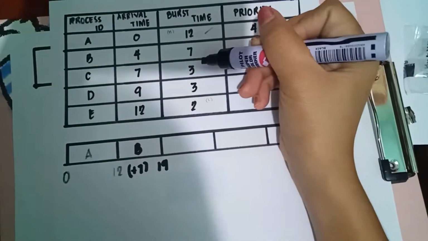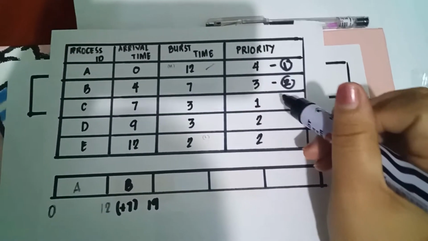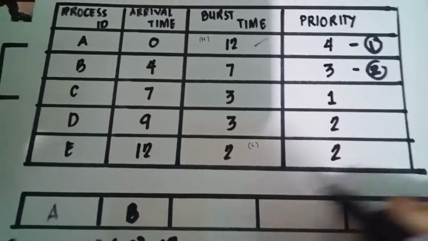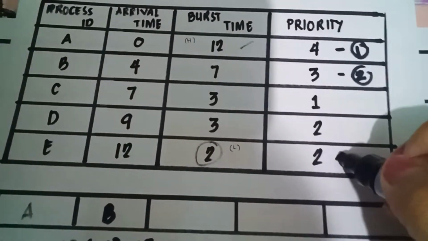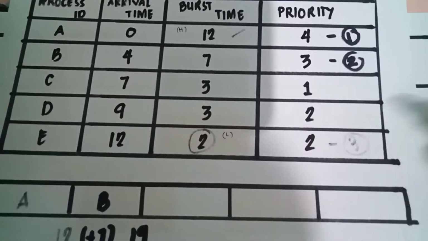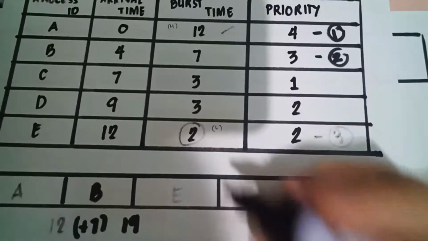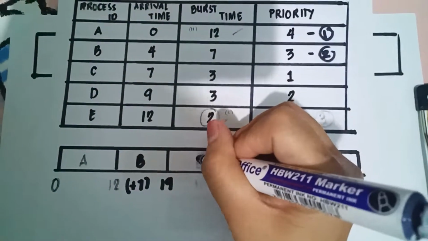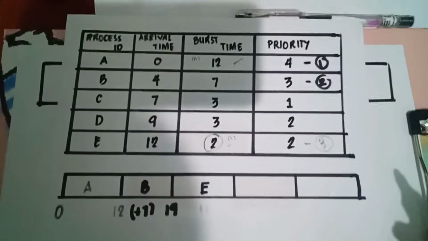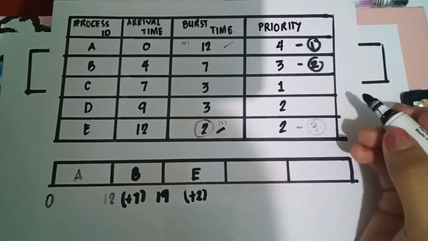Third, since they have the same burst time and the same priority, you will consider which has the lowest burst time. So here, in C, D, and E, letter E has the lowest burst time. So this is the number 3. This is letter E, and you will add 2. Our total is 21.